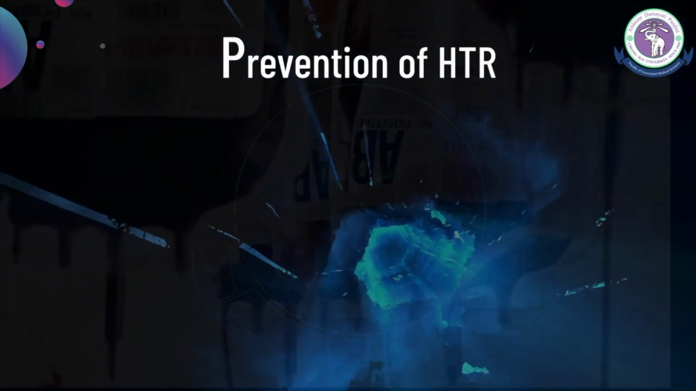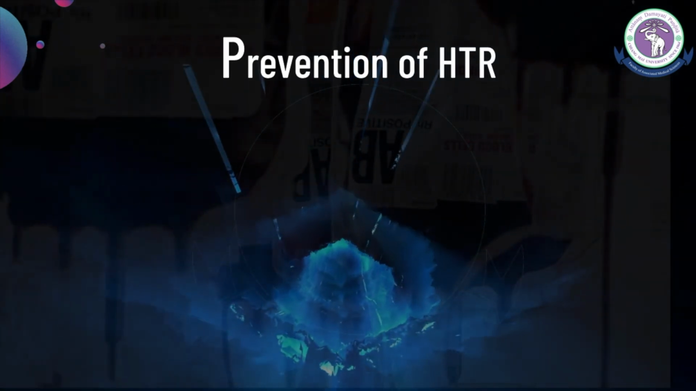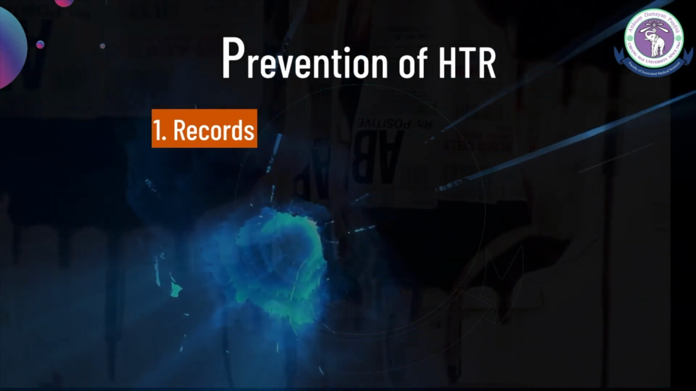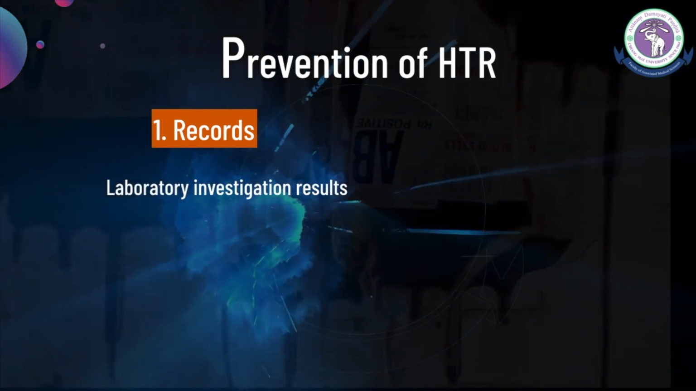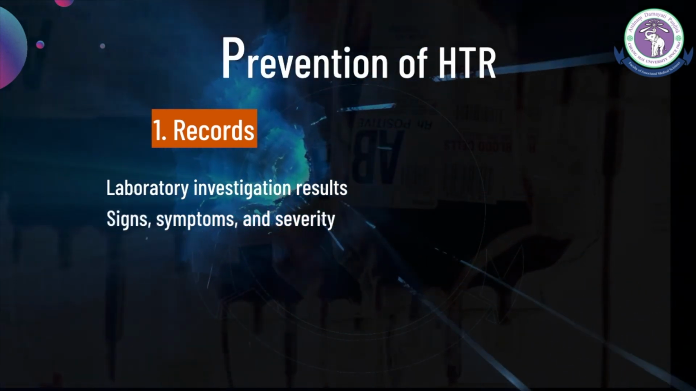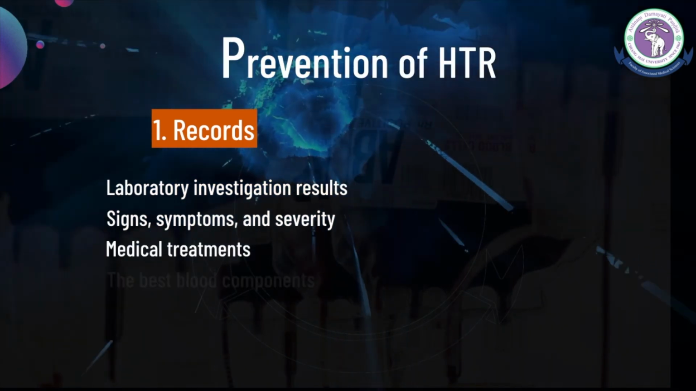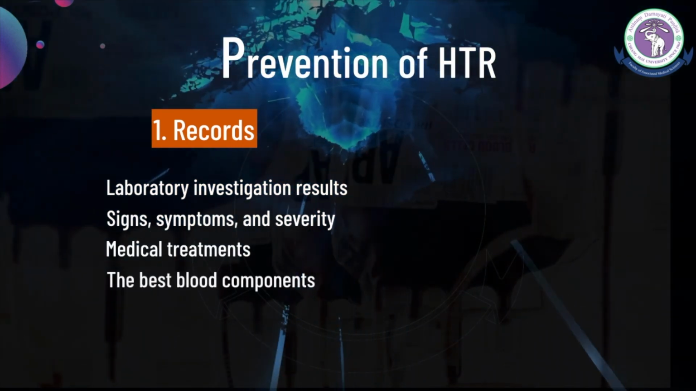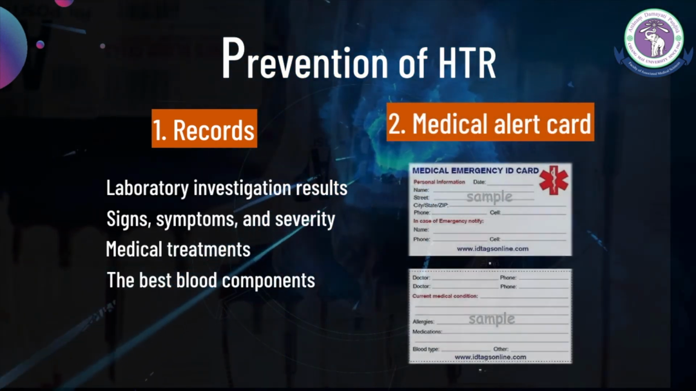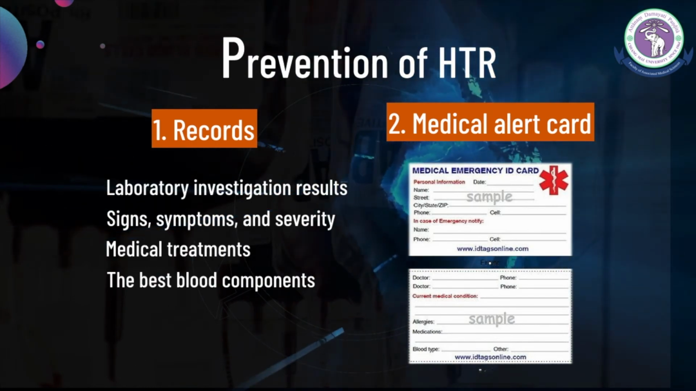To prevent transfusion reactions, there are two approaches that medical technologists should take. First, make a record of previous transfusions, including results of all laboratory investigations, signs, symptoms and severity of the reaction, medical treatments, and the best blood component suggested for him or her. Second, prepare a medical alert card for the patient in order to alert the attending personnel when visiting other hospitals.